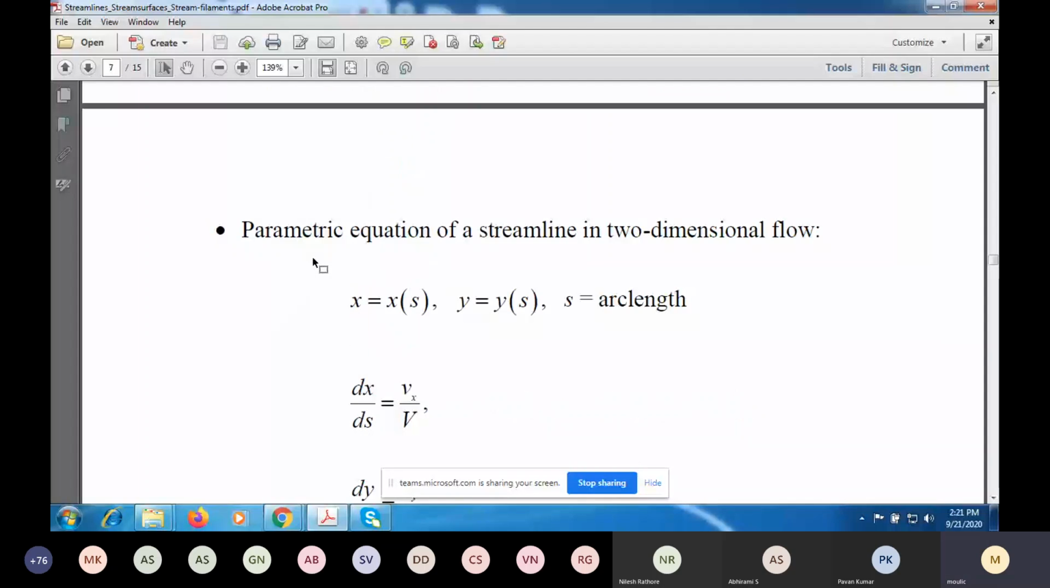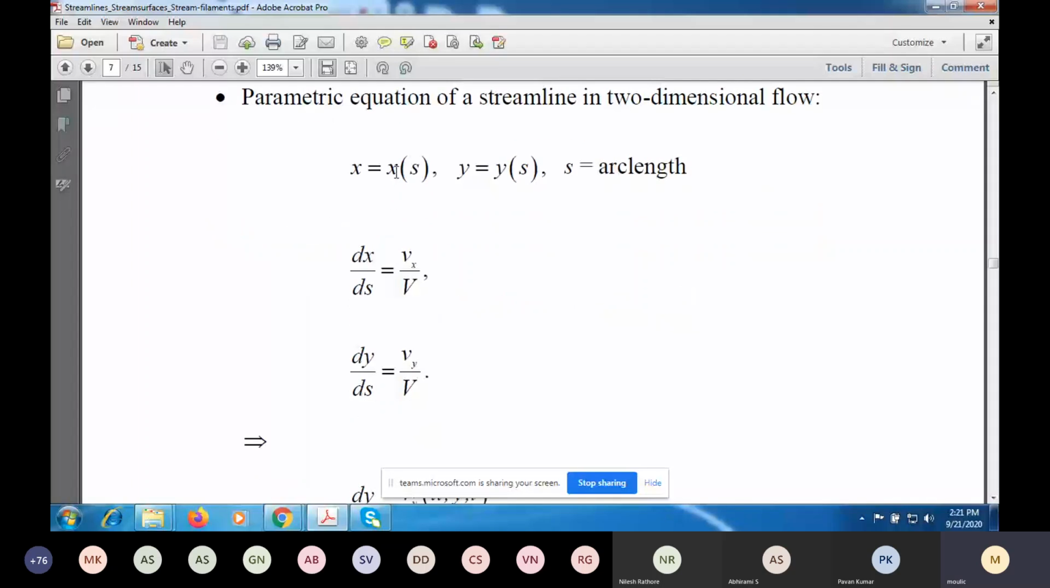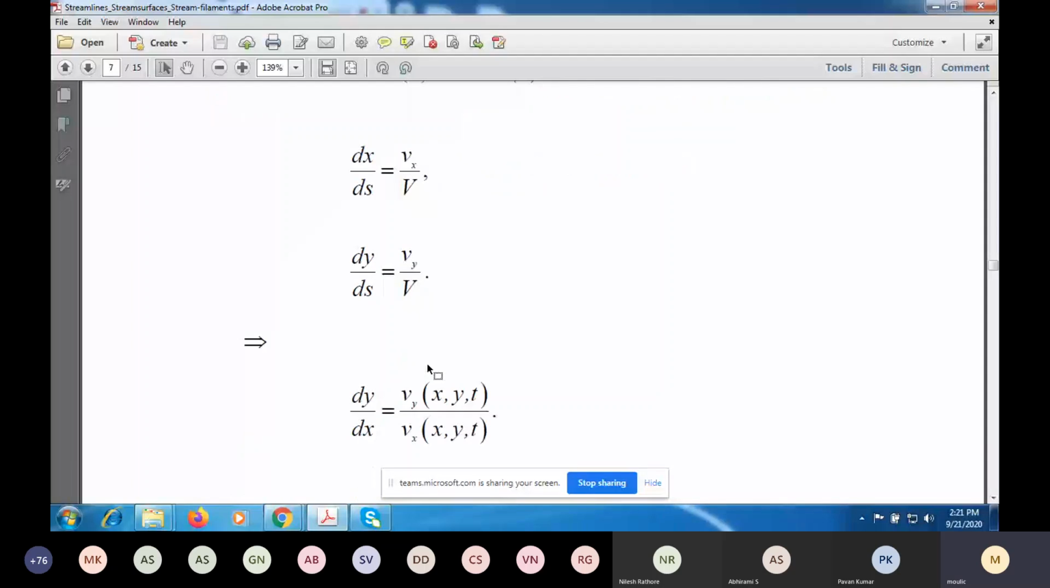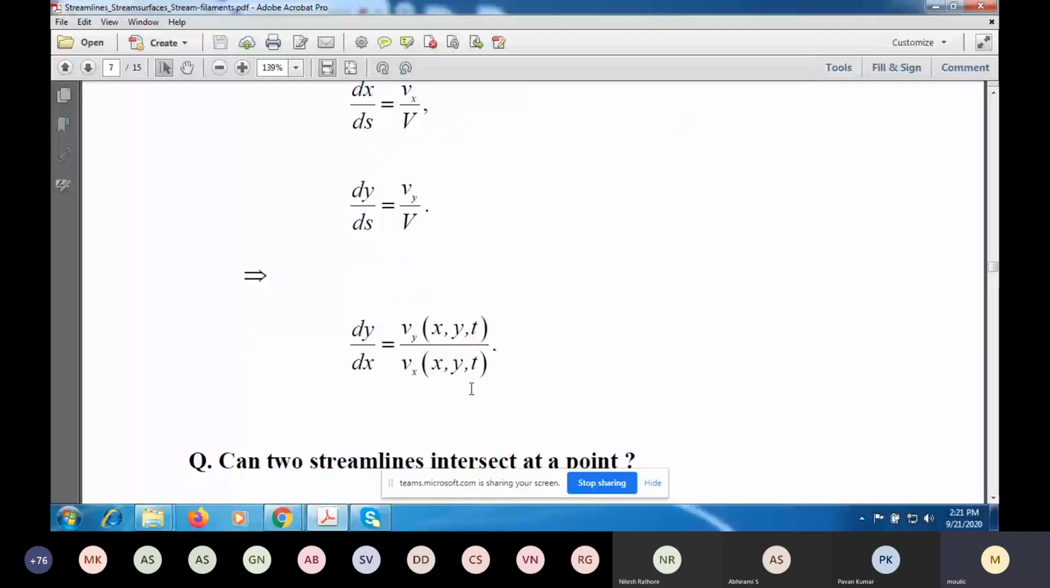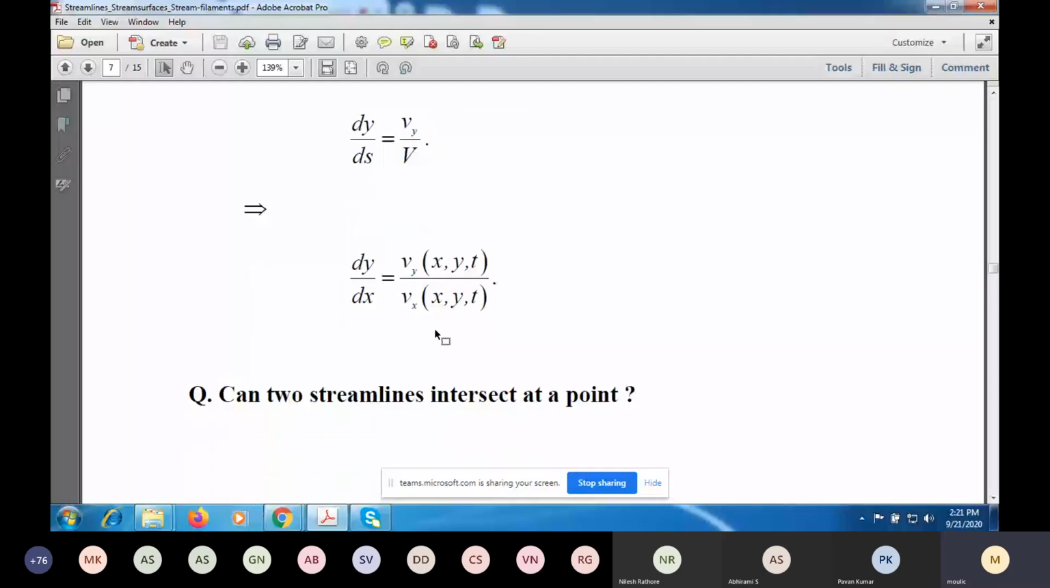Alright, so in 2D, of course, we don't worry about the z coordinate because we are looking at what's happening at a constant value of z. So you have dx/ds is vx by v, dy/ds is vy by v, and so we have seen this equation dy/dx equal to vy by vx. And we have answered this question: can two streamlines intersect at a point?